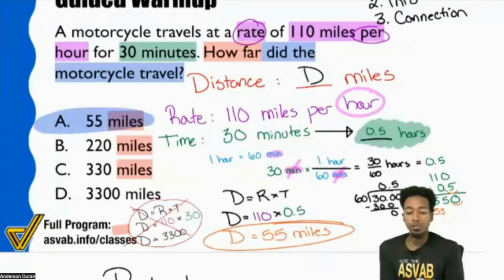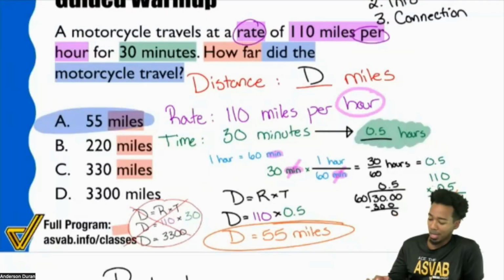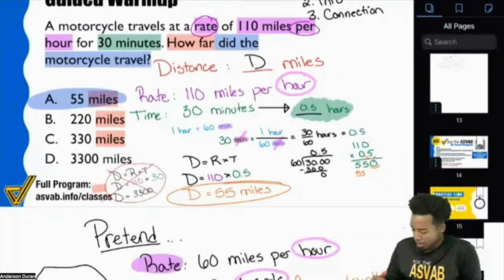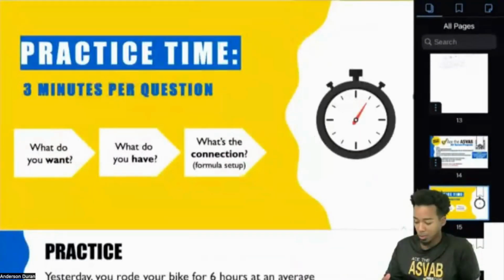Oh, no worries, Naya. This is the one problem I had planned here in the guided warm-up. What we're going to do now is get into the timed practice. We're going to throw ourselves into the wolves here.